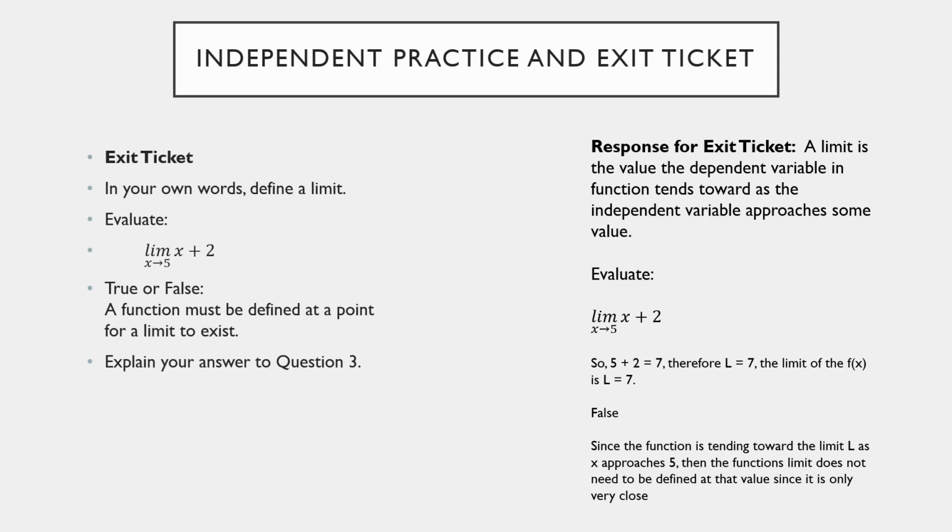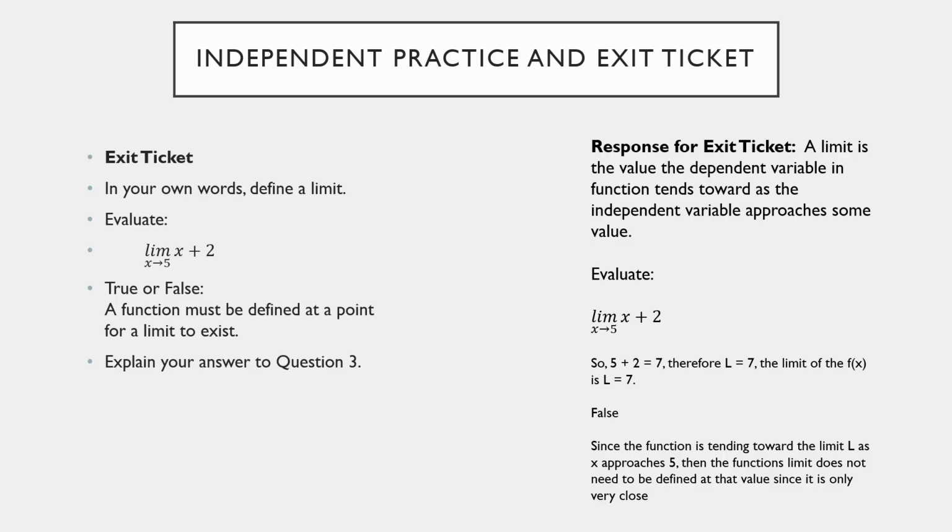Okay, so we know that when we evaluate this limit as x approaches 5, we get 7. Therefore, the limit is equal to 7, and 7 is the limit of the function. Whether that value at 7 exists or not, the limit still exists because we're approaching that value and becoming infinitesimally close. True or false? A function must be defined at a point for a limit to exist.